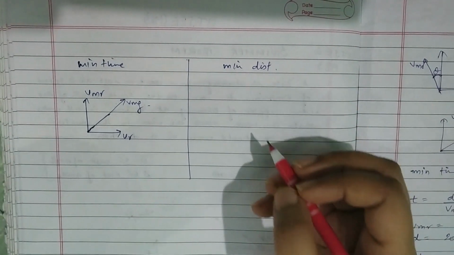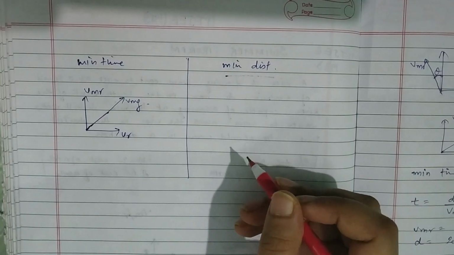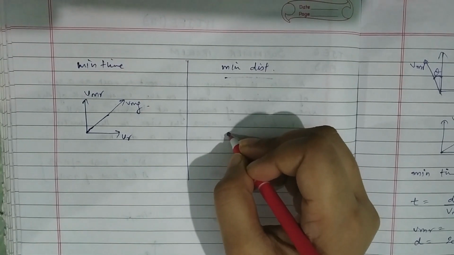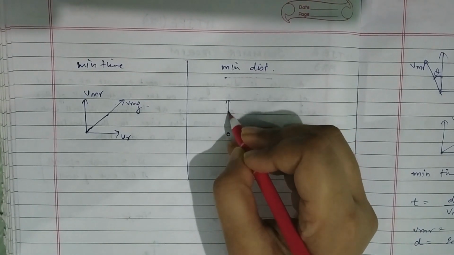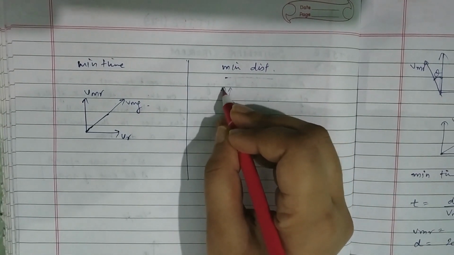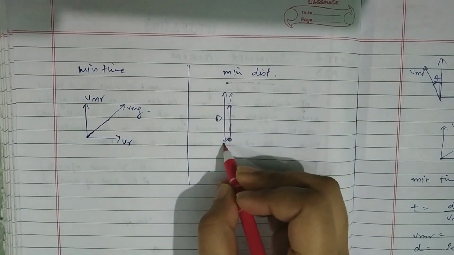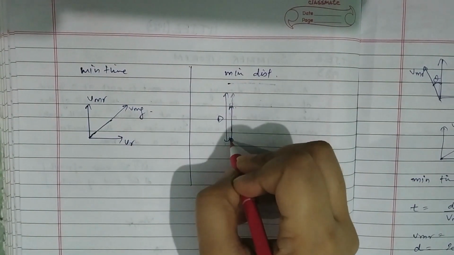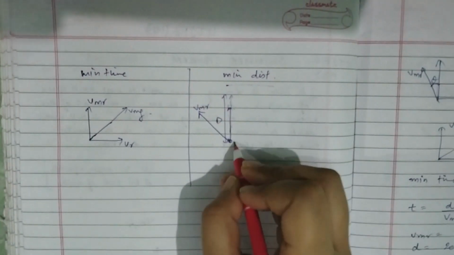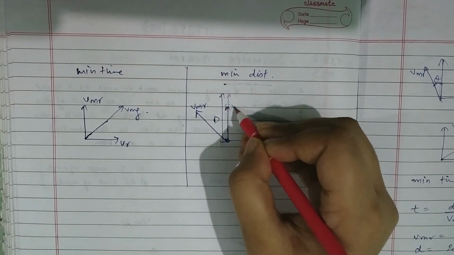And in case of minimum distance, what do you mean by a minimum distance problem? That is, the final distance that the man should cover should be the minimum, and for that case, the final velocity should be in this direction, right? Which will help him to cover d distance. In the minimum distance case, the man is trying to go in this direction. His efforts are in this direction.